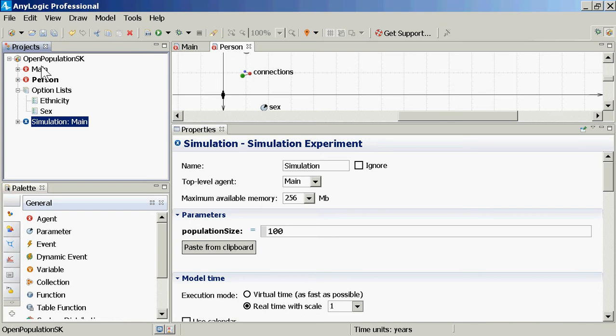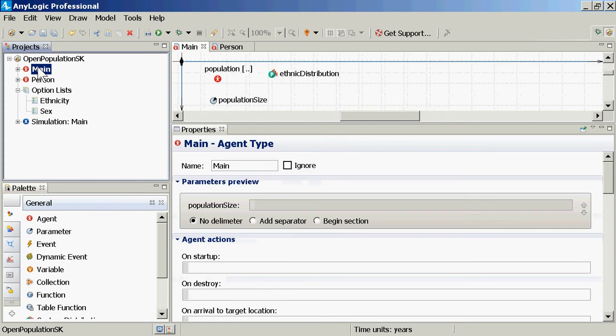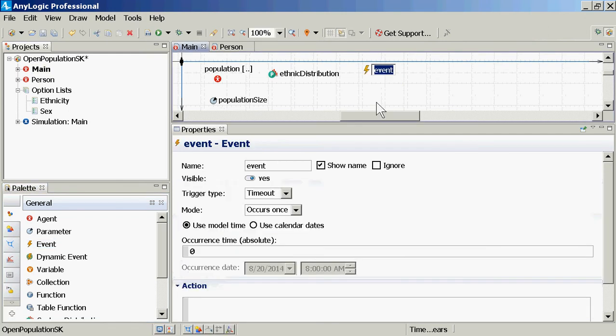Right. It'll live in Main, this event, and we're going to name it Immigration Event. I dragged it from the general area of the palette into the model, and it's called Immigration Event.